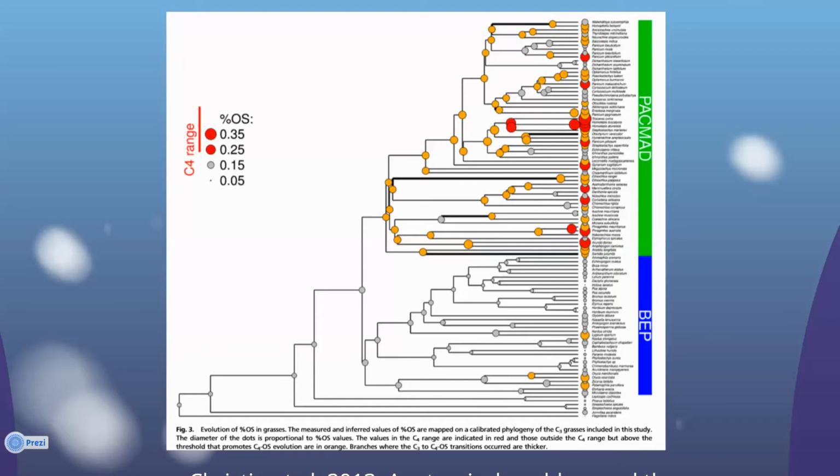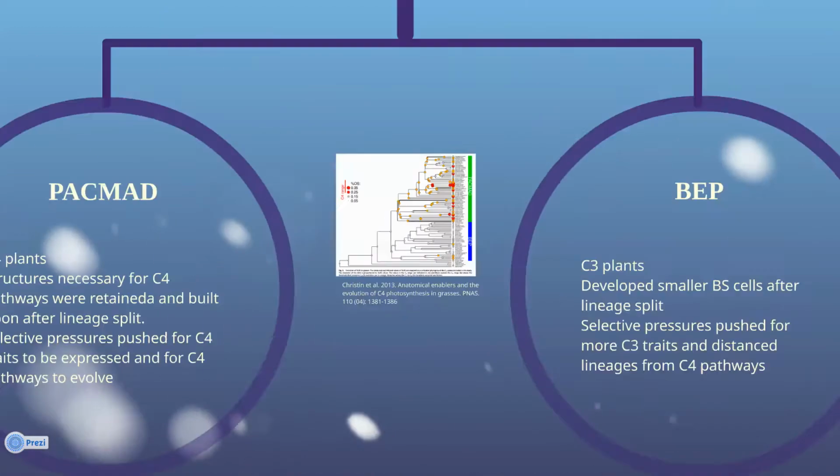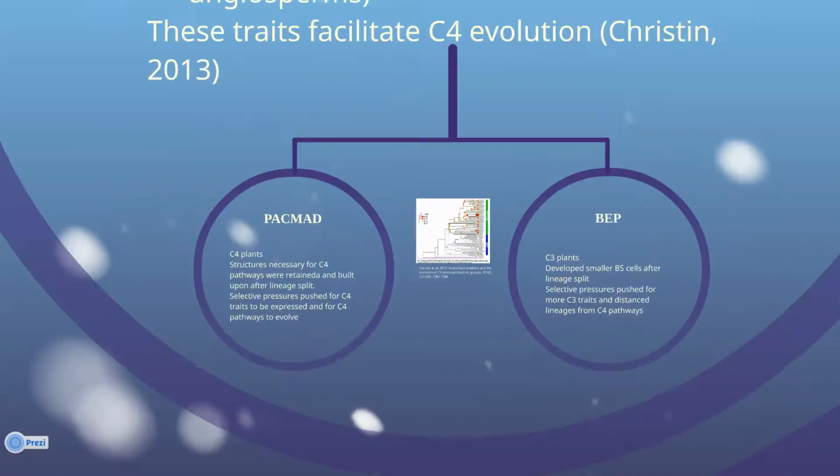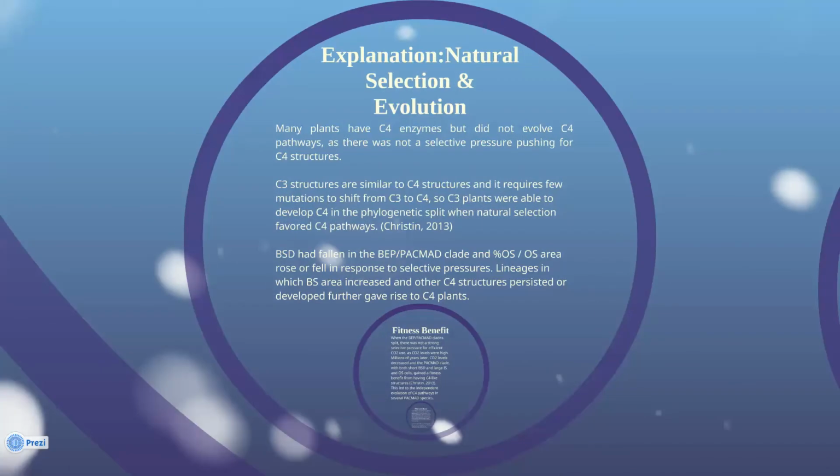This phylogenetic tree supports the idea that anatomical differences led to PACMAD developing C4 structures much more easily than the BEP group. Some selective pressure must have pushed these groups to diverge. In looking for this selective pressure, the team rationalized that before the split there must have been no selective pressure for CO2 fixation efficiency, and thus no need for C4-like traits in these plants. The team concluded that after the lineage split, CO2 levels decreased, which pushed for greater CO2 fixation efficiency and thus C4 pathways.